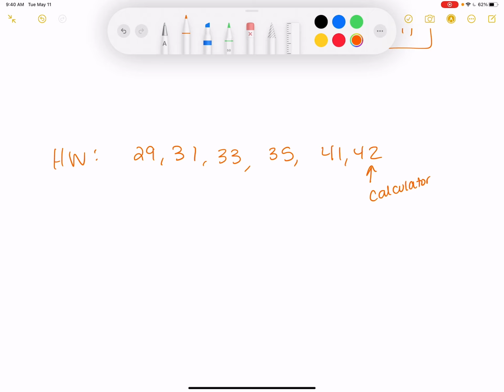And these are due tomorrow. We have one more little thing out of 7.3 that we need to do. And then Thursday we'll be reviewing for a test on Friday. Okay.